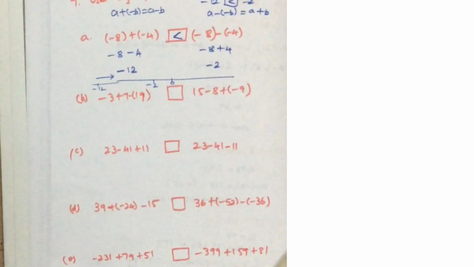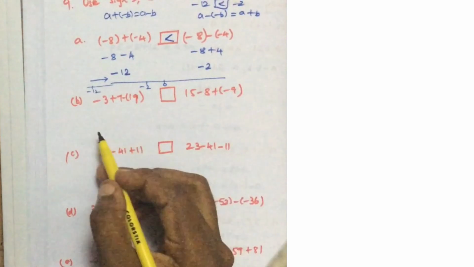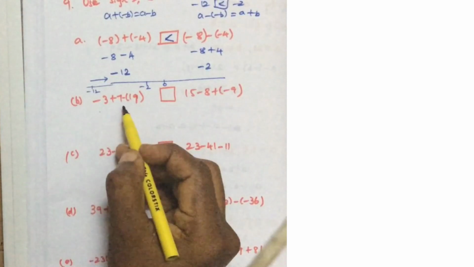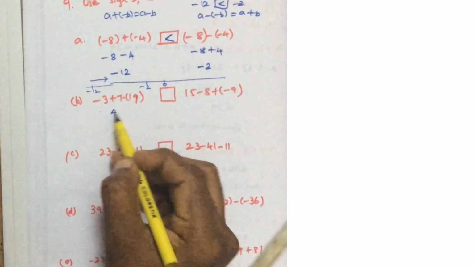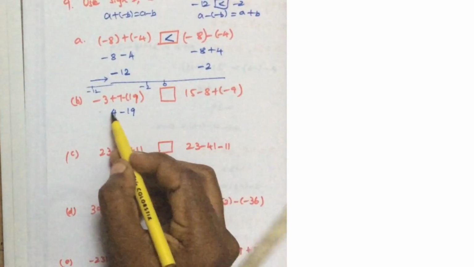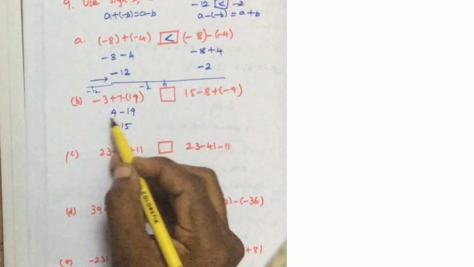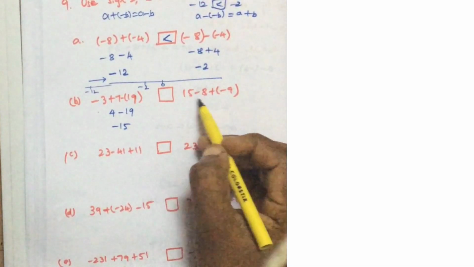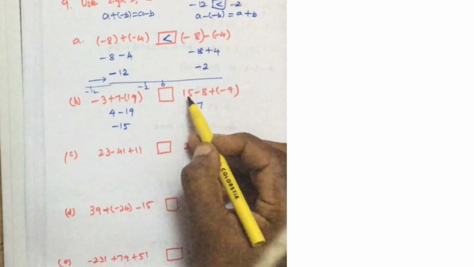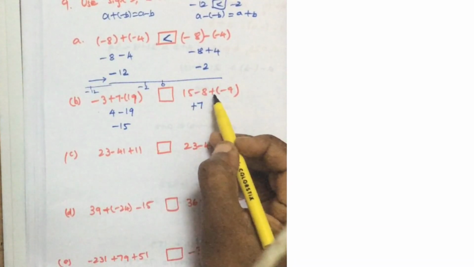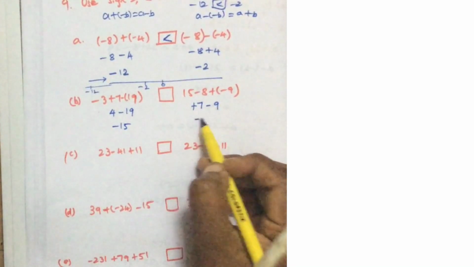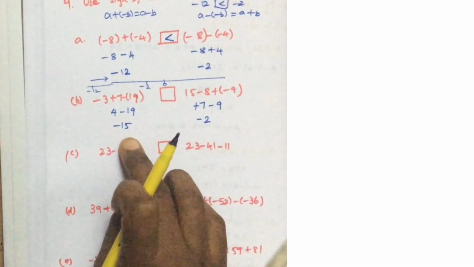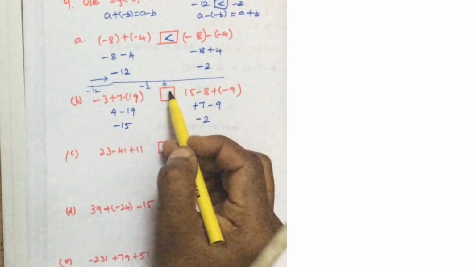Okay, the next is minus 3 plus 7. What is minus 3 plus 7? It is 4. The greater number is plus. So 4 minus 19 is minus 15. Symbols are different, subtract and put the greater number sign. Here what is 15 minus 8? You have to subtract. 15 minus 8 is 7. The greater number is plus. And then this plus of minus 9 is minus 9, so it is minus 2. Okay. So minus 15, if it is 2 and 15, 15 is greater. So minus 15 is less.